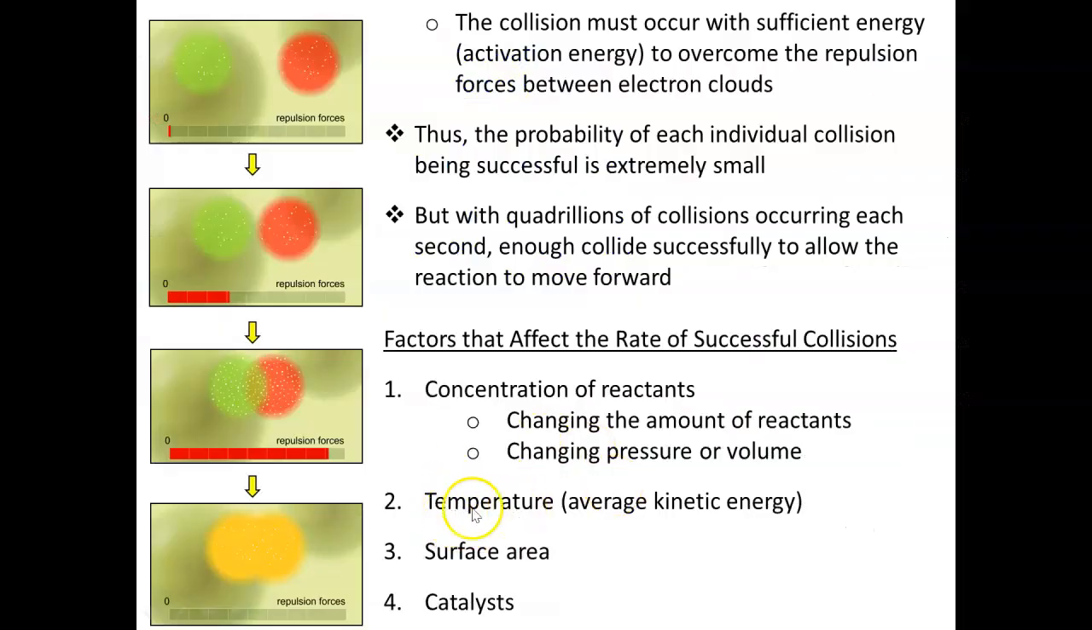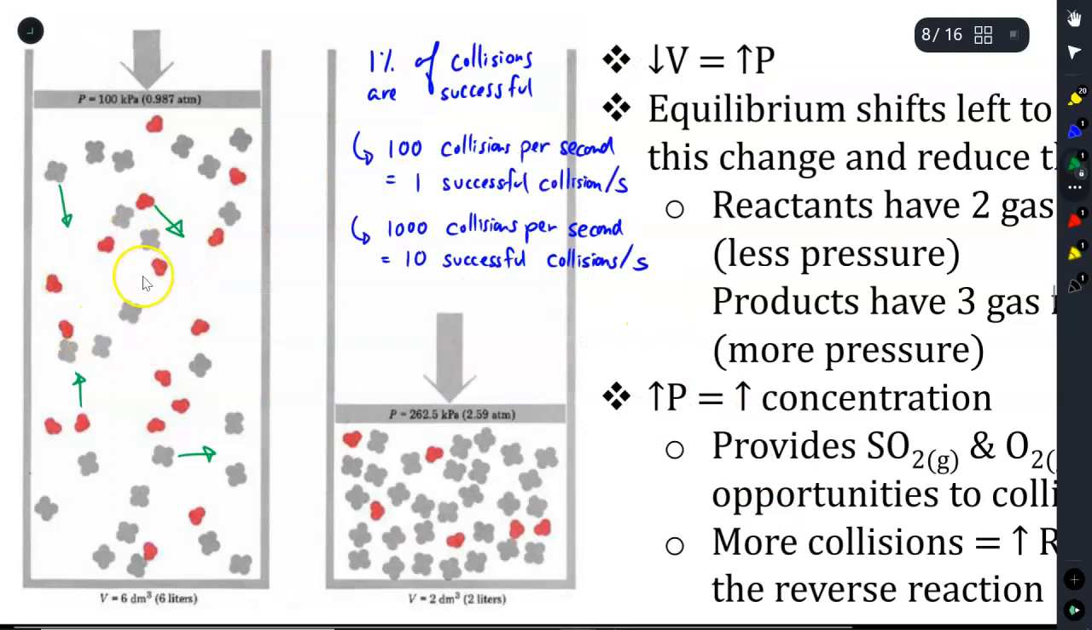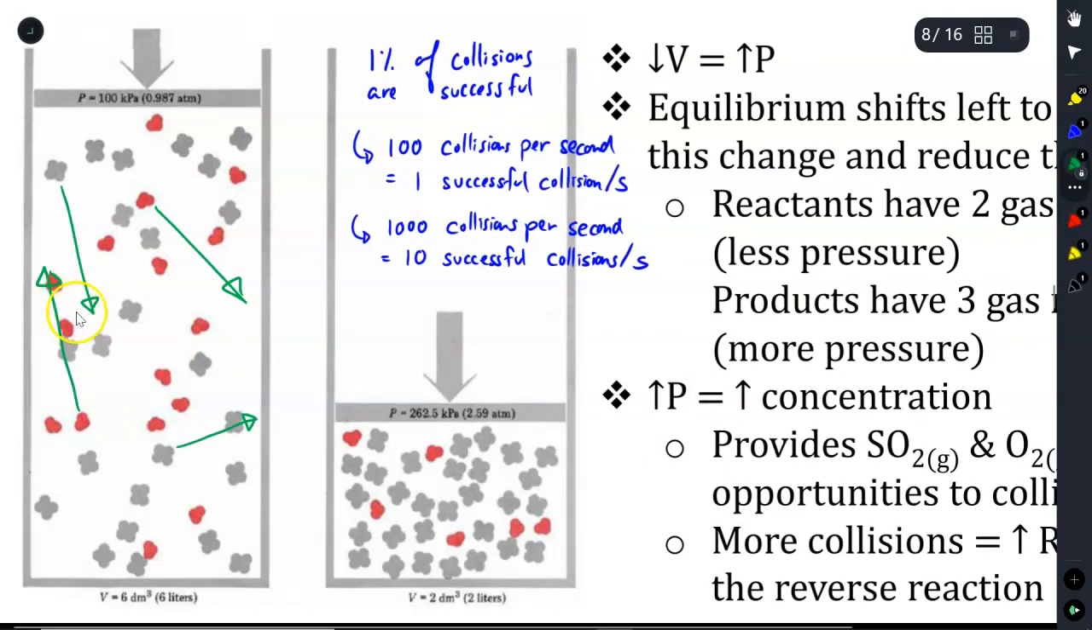Now, if we increase the temperature of the system, we also increase the average kinetic energy of the particles inside of it. So kinetic energy is the energy of motion, and by increasing the temperature, we increase the energy, we increase the speed at which these particles are moving. When these particles move faster, they collide with one another more often. So again, we have essentially increased the number of collisions per second, not by making them more crowded, but by making them move faster and hit each other more often. So once again, we have another scenario where we've increased the number of successful collisions per second.